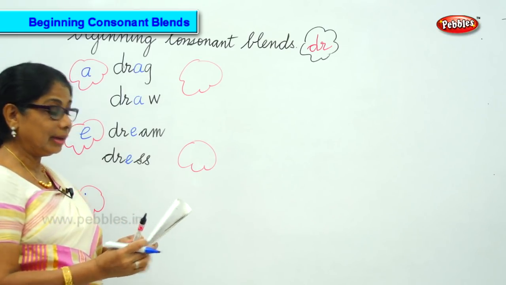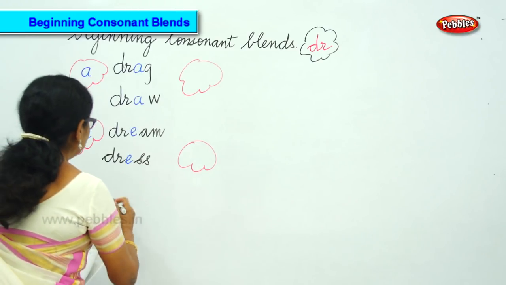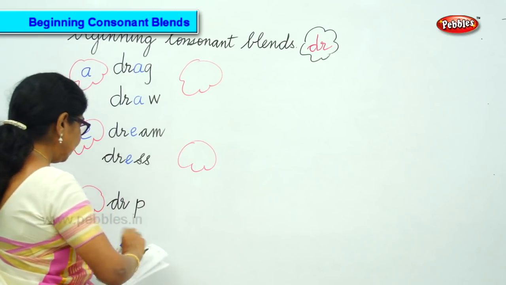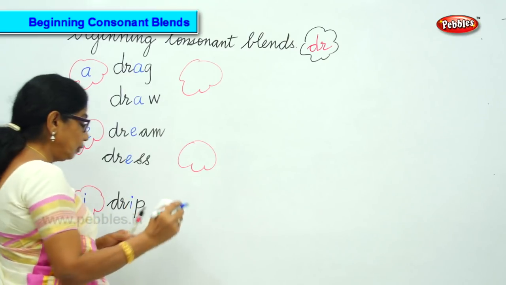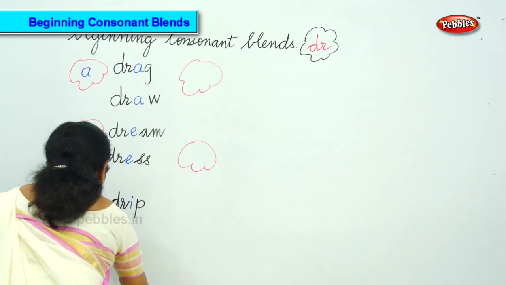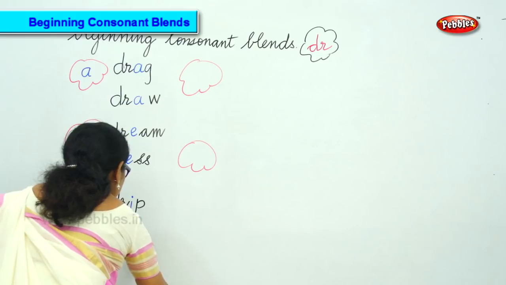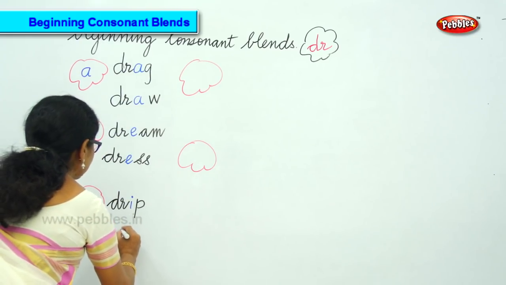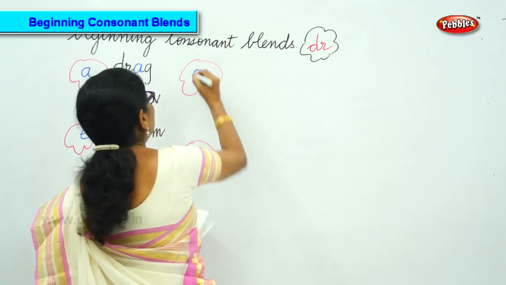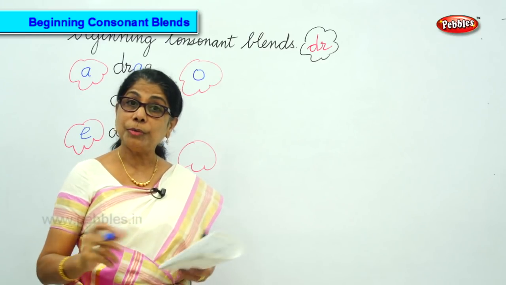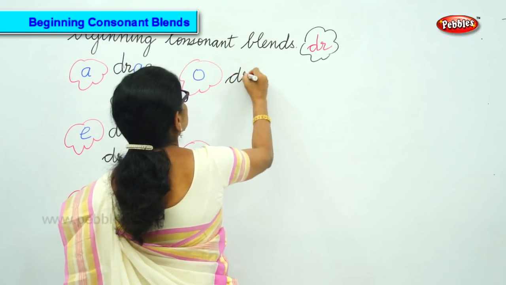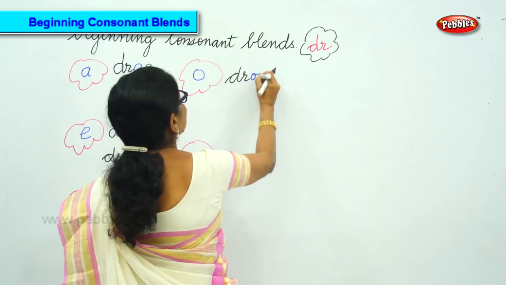Now in I what do we get? Drip. Your dress is dripping. Drip. Water coming out of the dress. Drive. Very good. Drive. Okay. Then next we go into O. In O, let's see what we'll get. Droop. We forgot to water the plant. It is drooping. Drop. Double O. Droop.